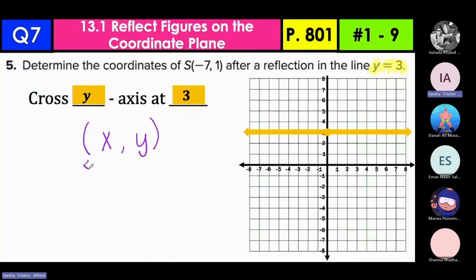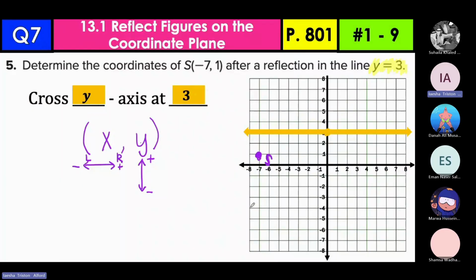Left and right. And Y moves? Up and down. Negative is left. Positive is right. Positive is up. Negative is down. So again, where should be S? 7 left, up 1. So this is S.